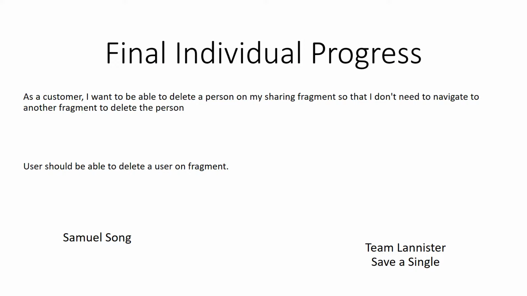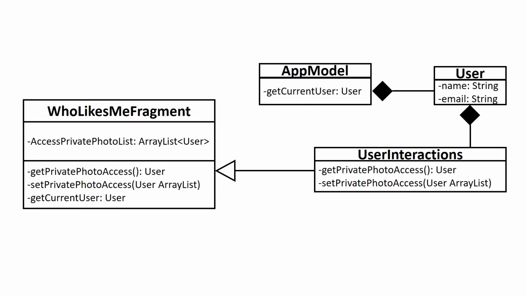Next, as a customer, I want to be able to delete a person on my sharing fragment so that I don't need to navigate to another fragment to delete the person. So when a user clicks a user on the list view, it'll show a dialog pop-up in case the user deletes a user accidentally. So when the user presses the OK button, the position element will be deleted from the Access Private Photo List, and the updated array list will be stored using setPrivatePhotoAccess.